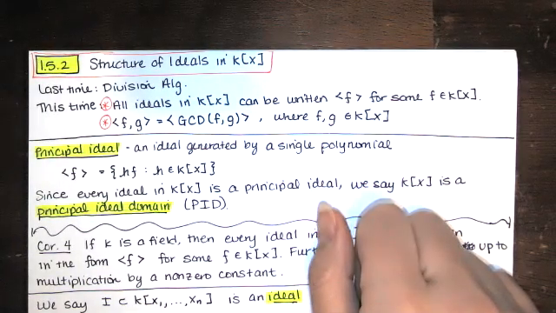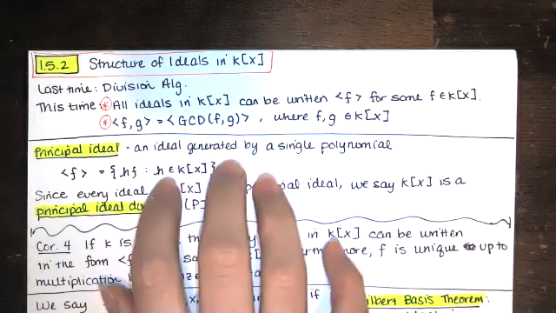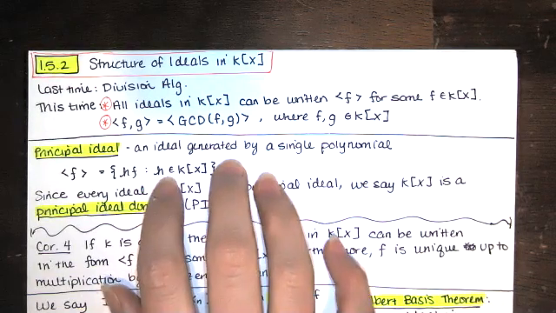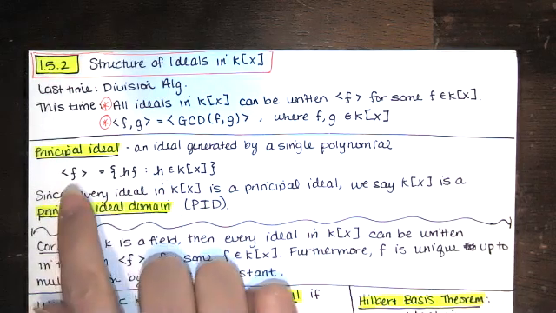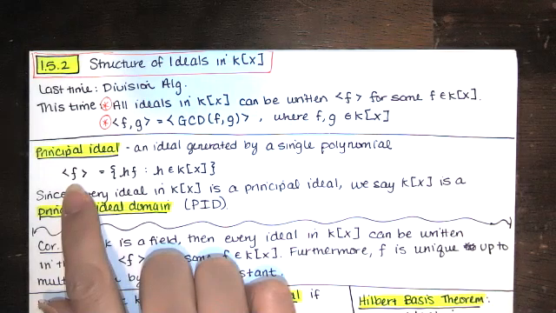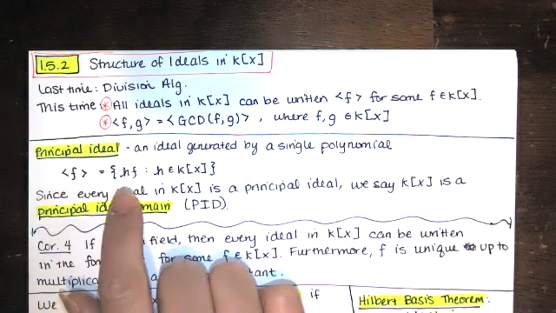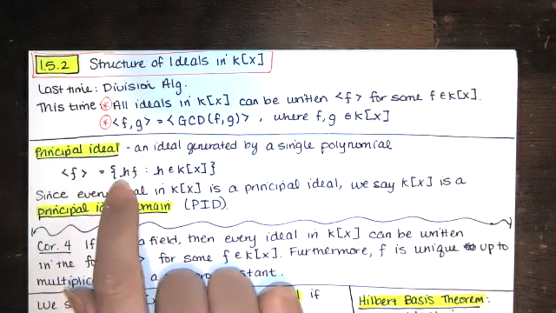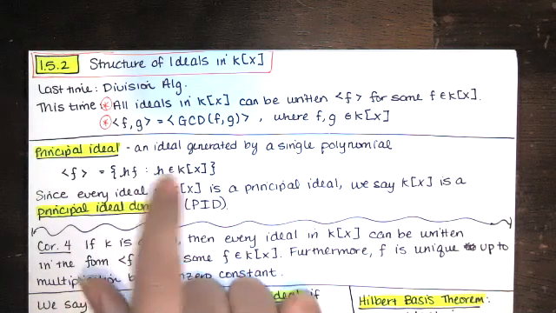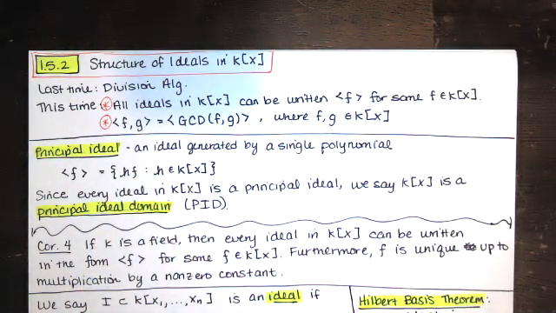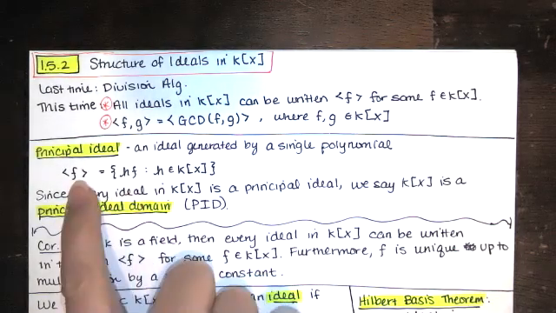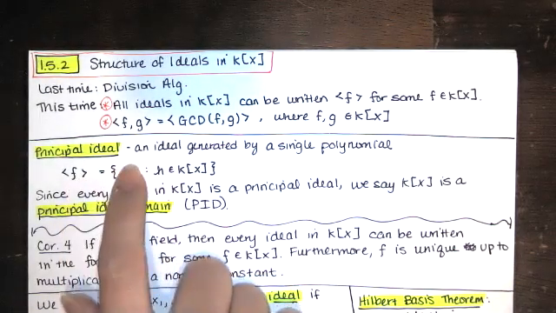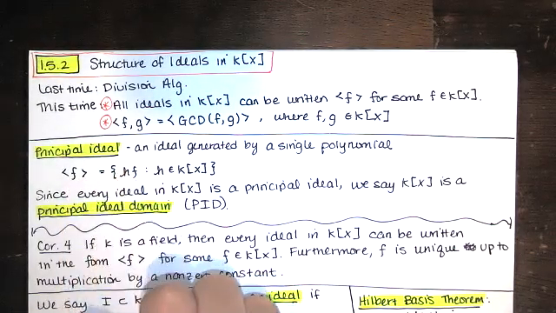In that case, we call the ideal a principal ideal. Any ideal that is generated by a single polynomial is called a principal ideal. And just as a reminder, the ideal generated by f is the set of all polynomials f times h, where h is any polynomial in the ring. So most of the time, as long as f is not the zero polynomial, this is infinitely many polynomials.